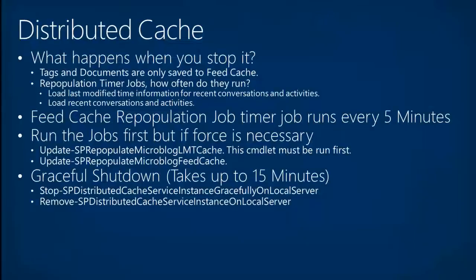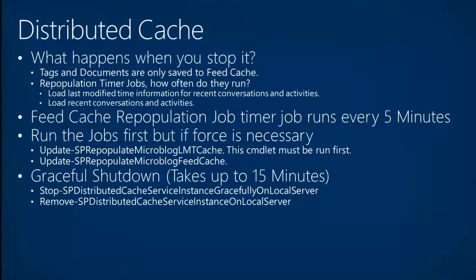So as I mentioned already, what happens when you stop it? The tags and documents are only saved to the feed cache, right? So we're not going to see those if the cache is stopped, because we'd have to pull those directly from the list and we won't have access to that activity. So how often will these run if, for instance, say one of the boxes running distributed cache goes away? Well, the last modified time cache for recent conversations and activities to begin that feed repopulation occurs about every 5 minutes. And in some cases, that can take a pretty good amount of time.